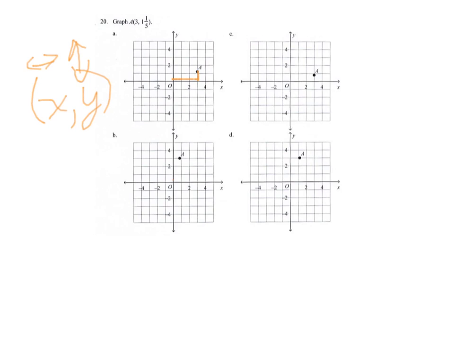This one I'm going 1 to the right and then up 3. This one I'm going over 3, up less than 1. Here I'm going over a little more than 1 and then up 3. So first number left or right. Second number up or down.